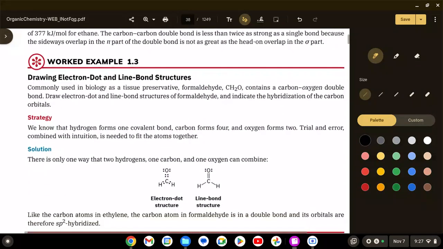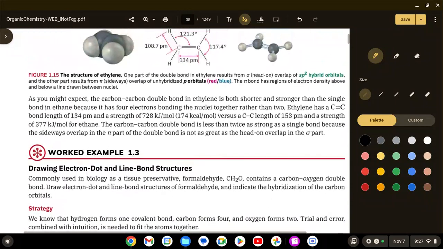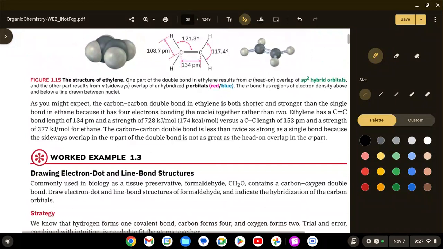All right, worked example 1.3, drawing electron dot and line bond structures. Commonly used in biology as a tissue preservative, formaldehyde CH2O contains a carbon-oxygen double bond. Draw electron dot and line bond structures for formaldehyde and indicate the hybridization of the carbon orbitals. Okay? So we're going to do electron dot.